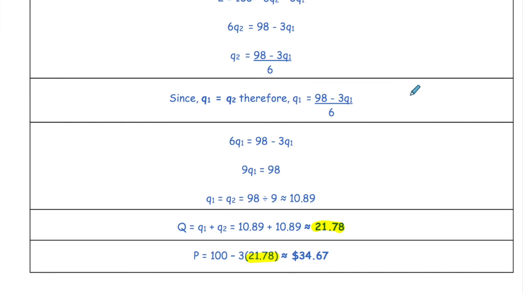So there we have it. That's how you'd find the Cournot equilibrium price and quantity.